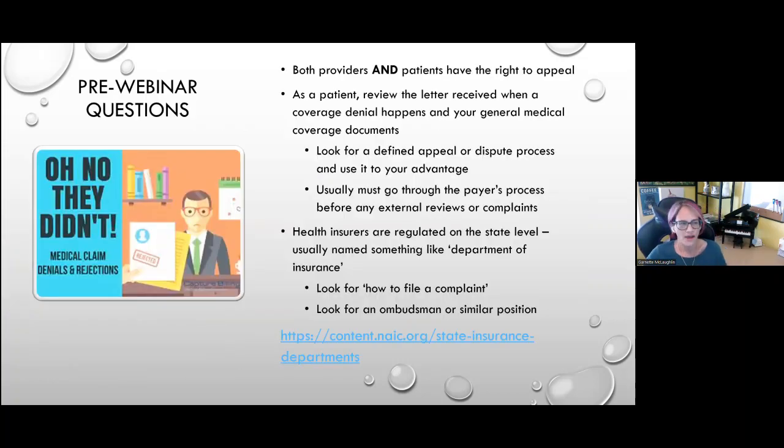So that being said, what I would urge folks to know is that both providers and patients have the right to appeal. If you, as a patient, get a letter that a coverage denial happened, make sure that you understand what that letter is saying, and see if there is, and there should be, a defined appeal or dispute. Sometimes they'll call it a grievance. I use different terminology, but there should be a defined process to appeal that denial of coverage. And usually you do have to go through their process before you go out to any type of external review or complaint.